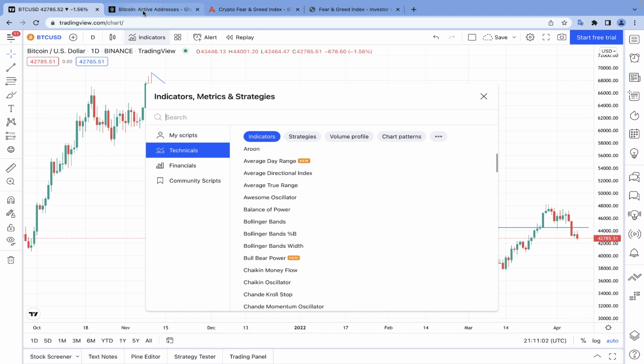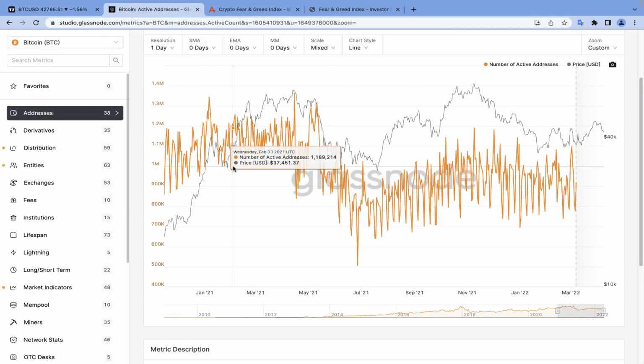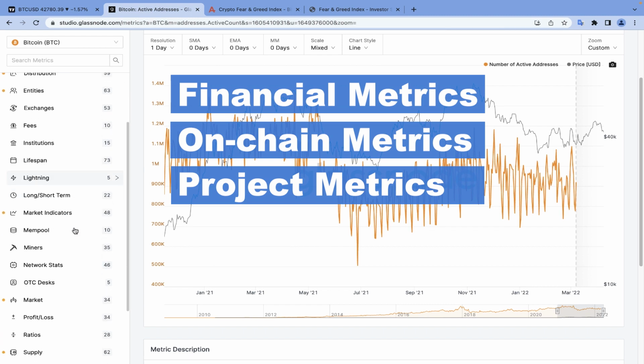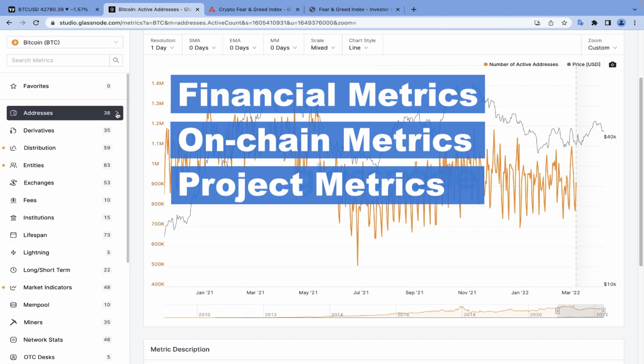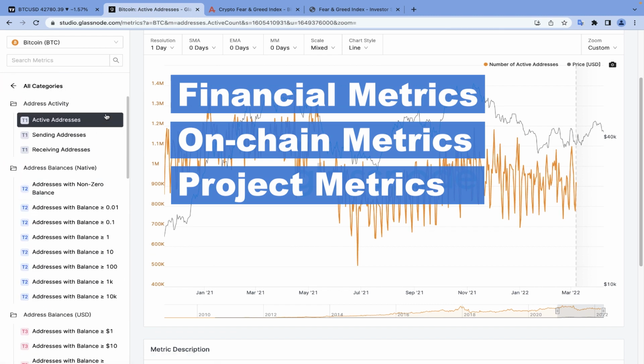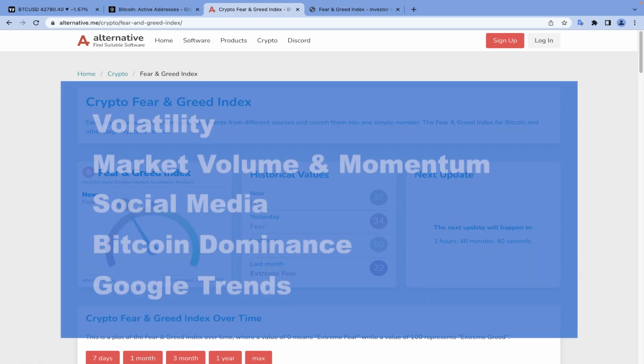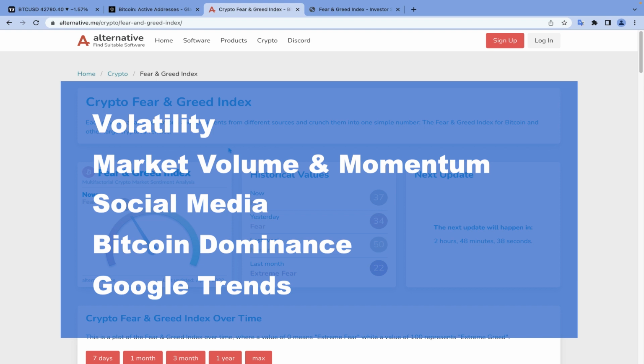And on the other hand, fundamental analysts analyze the market with the help of fundamental metrics like financial metrics, on-chain metrics, and project metrics. And for each of these categories, there are many metrics, indicators, and indexes. In today's video, we're going to talk about the Crypto Fear and Greed Index, which is built based on 5 different factors, and it helps us to analyze and estimate the crypto market sentiment.